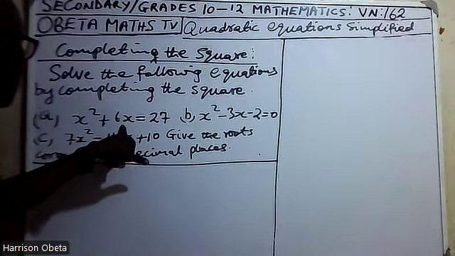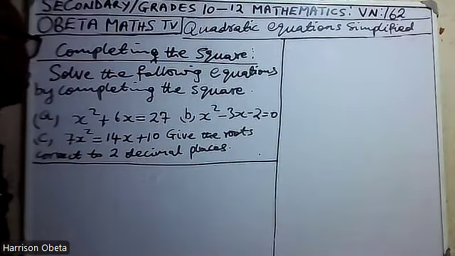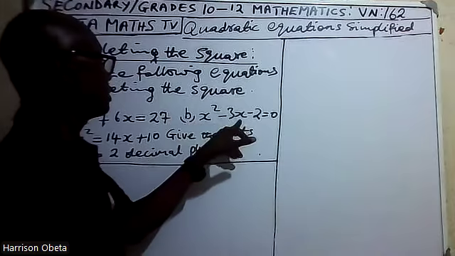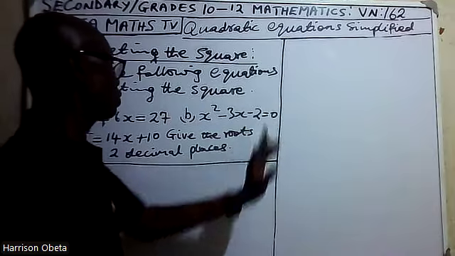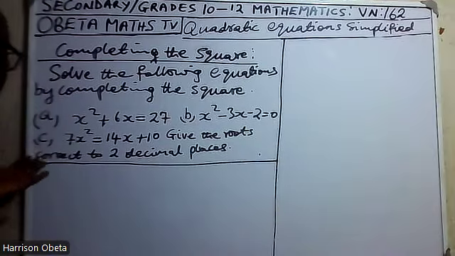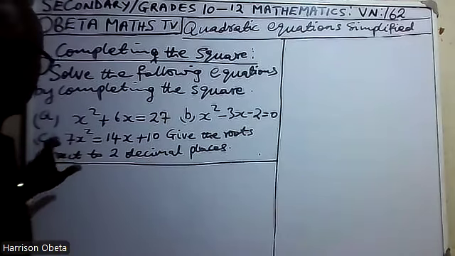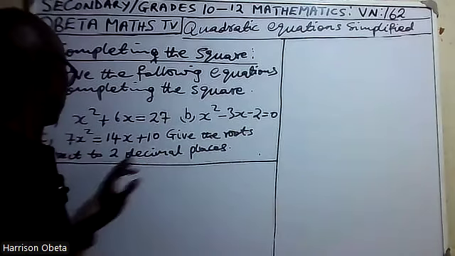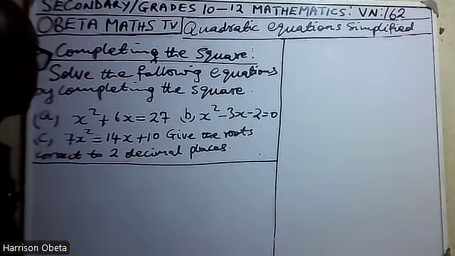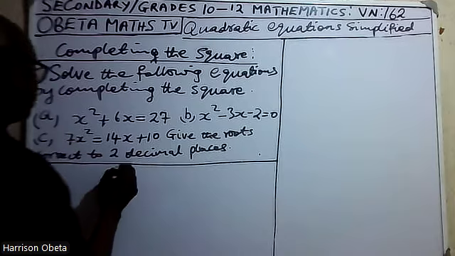x squared plus 6x is equal to 27. x squared minus 3x minus 2 equal to 0. And then finally, 7x equal to 14x plus 10. For part C, we have to give the roots correct to 2 decimal places. Solution.